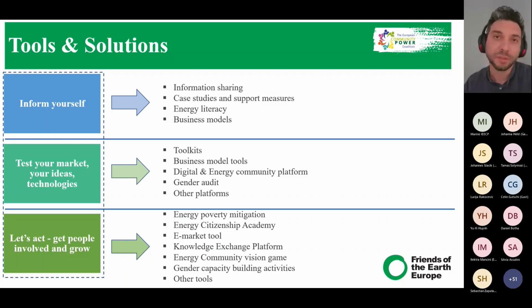And of course, the most important thing is to act and get people involved and grow so we can all work together. Energy poverty is a great hurdle and great issue right now, so we need to see how to do it. Energy Citizenship Academy, new tools like the e-market tool, knowledge exchange platforms, so people can actually get involved together, because this is something that really affects their life.